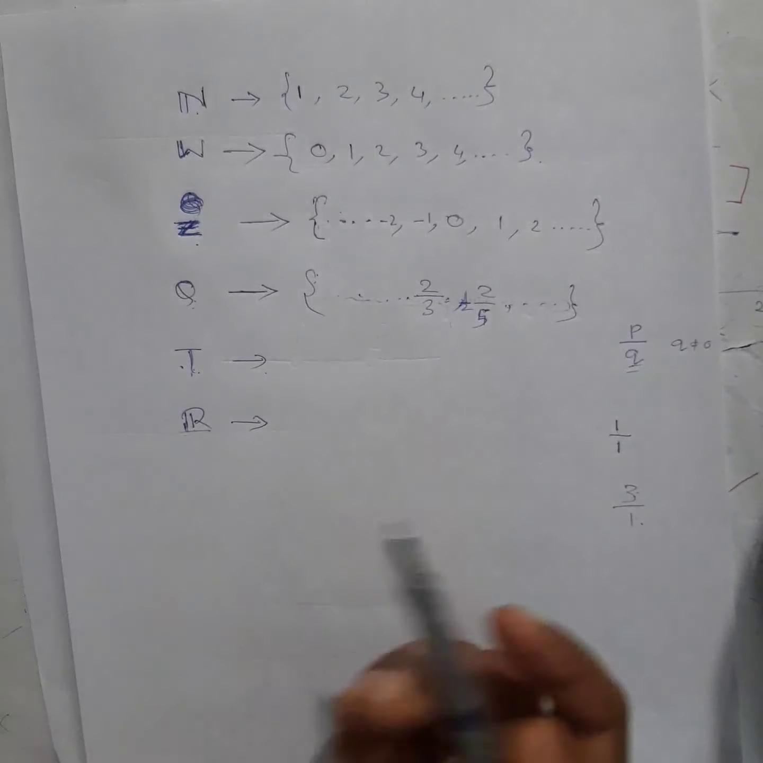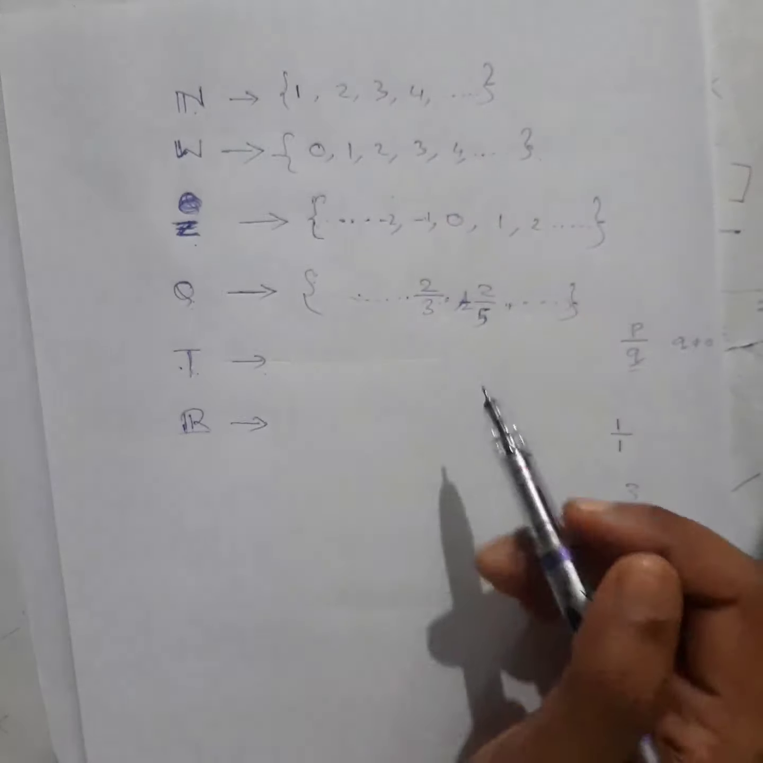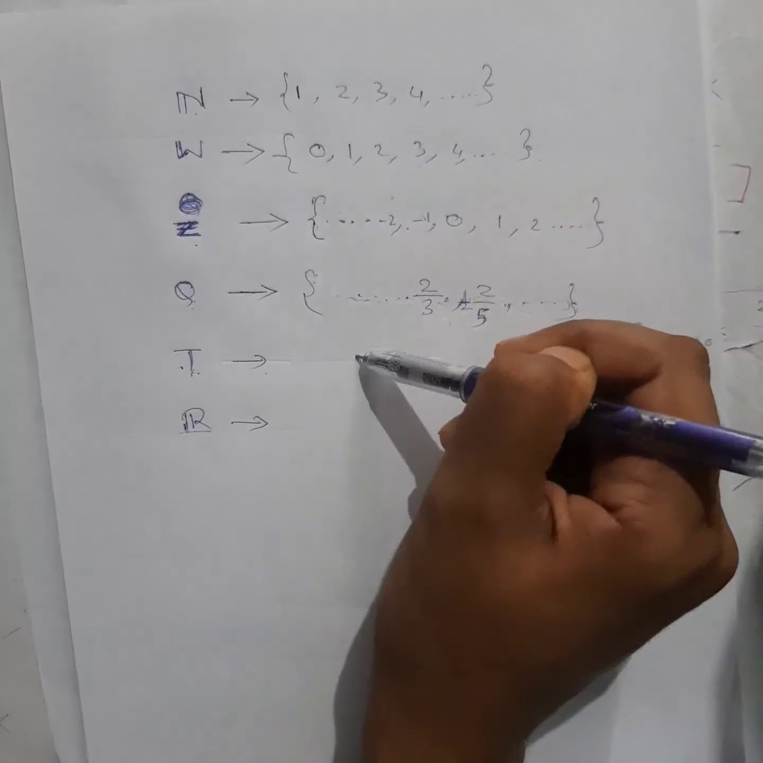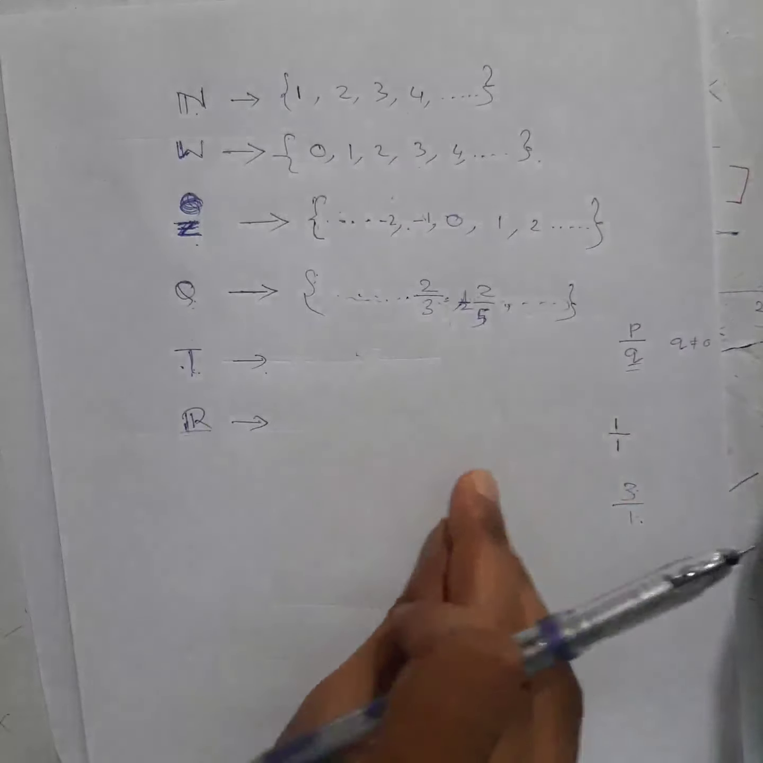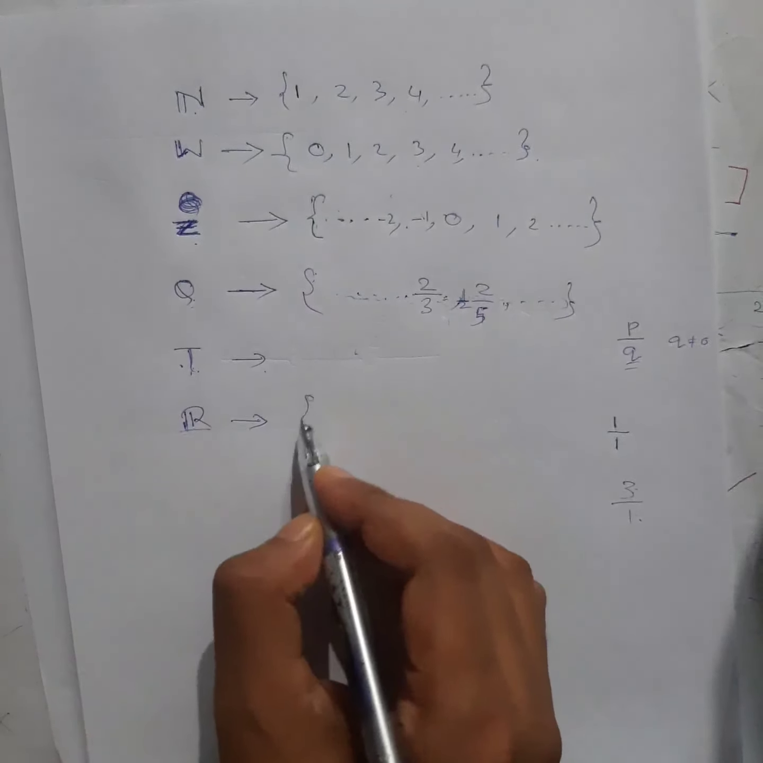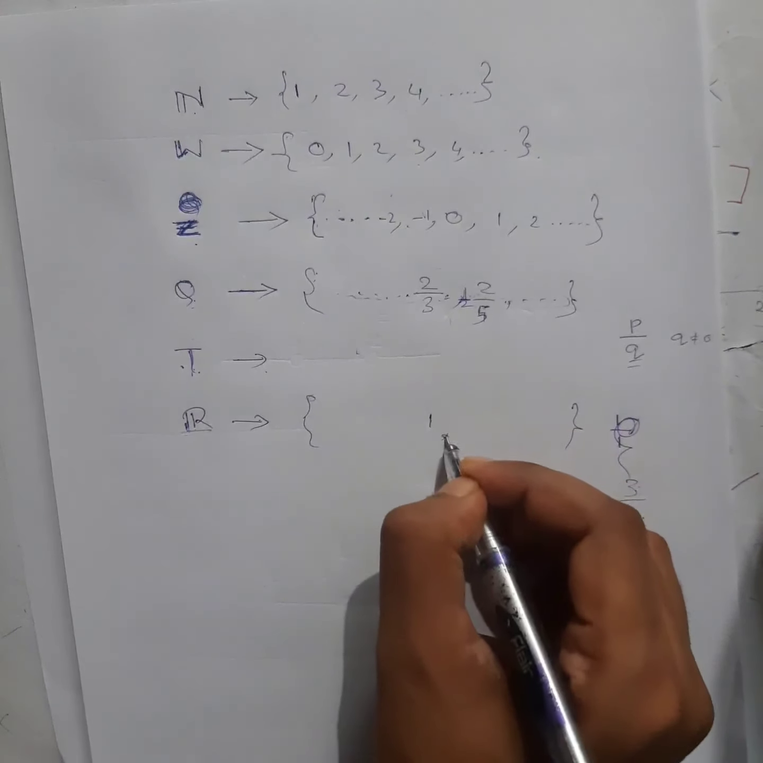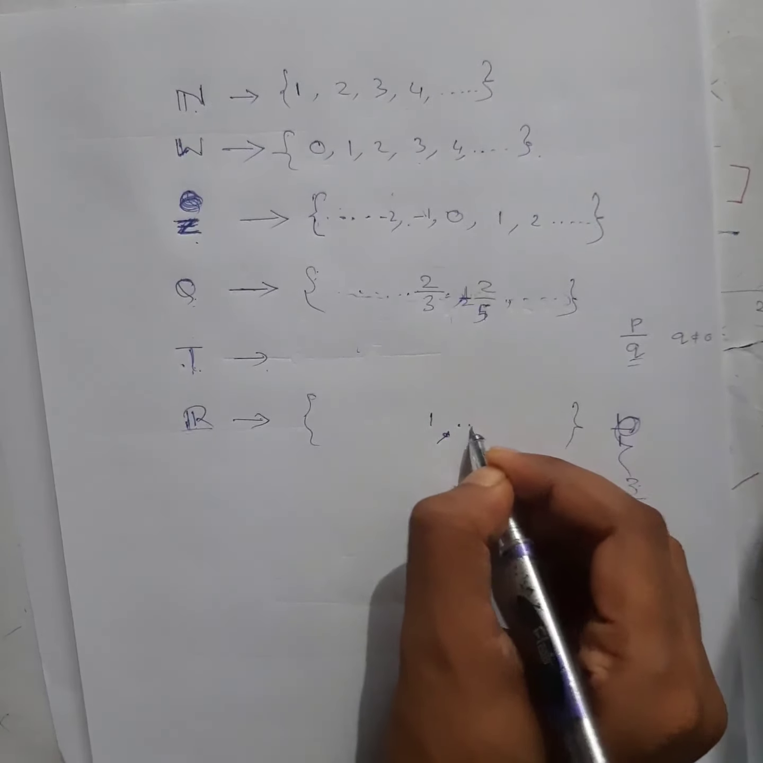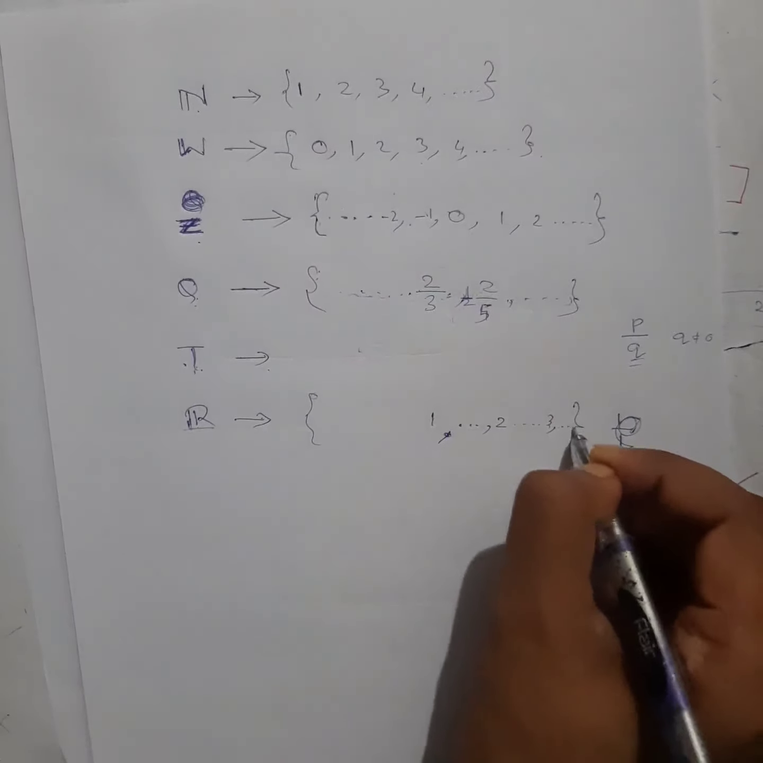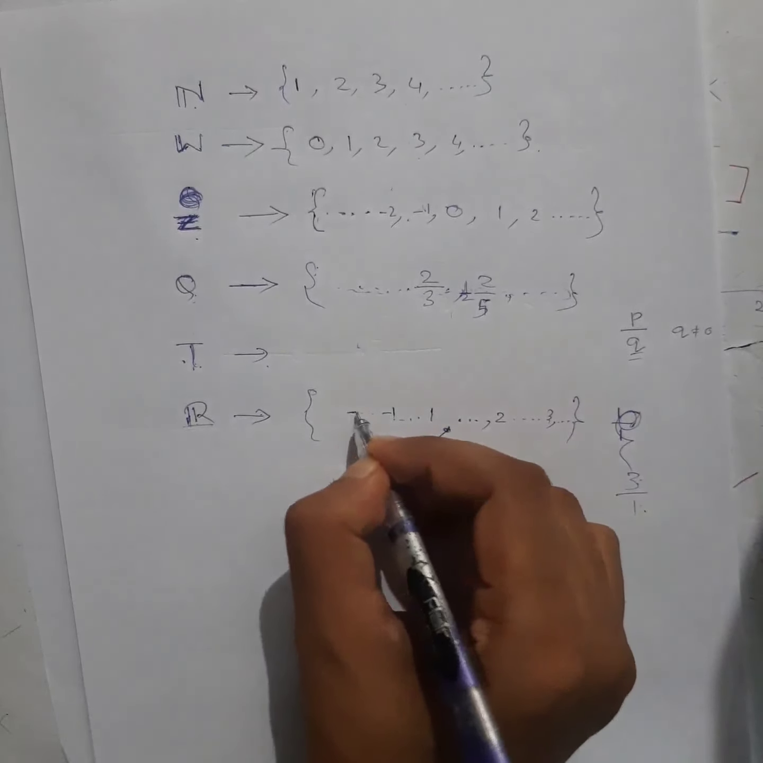And the set of real numbers, what is it? All kinds of numbers which you have studied in your lower classes: natural numbers, whole numbers, integers, rational, irrational, all included will give you the set of real numbers. Okay, so in real numbers, 1, let me put a comma, dot dot dot, then 2, dot dot dot, 3, dot dot dot, like that will come. Here -1, -2, dot dot dot.